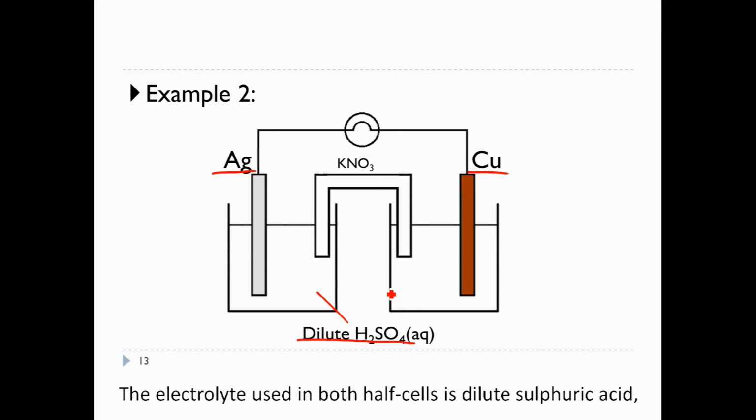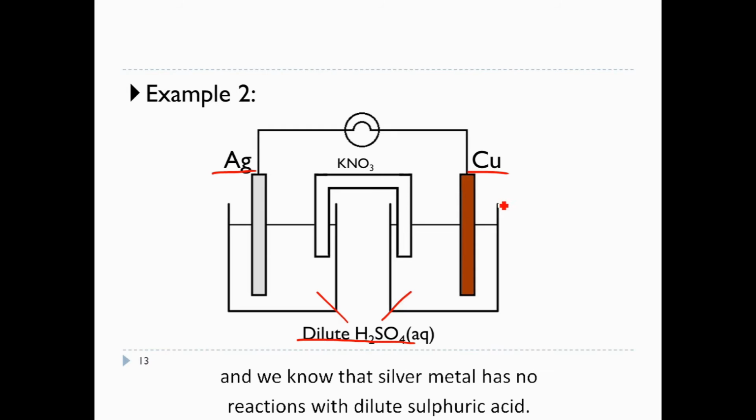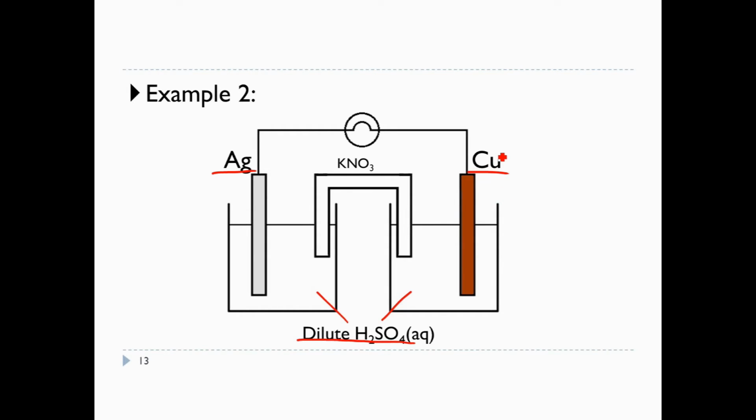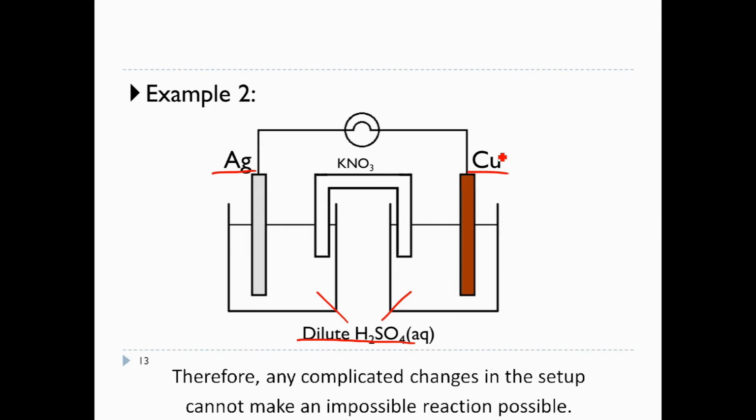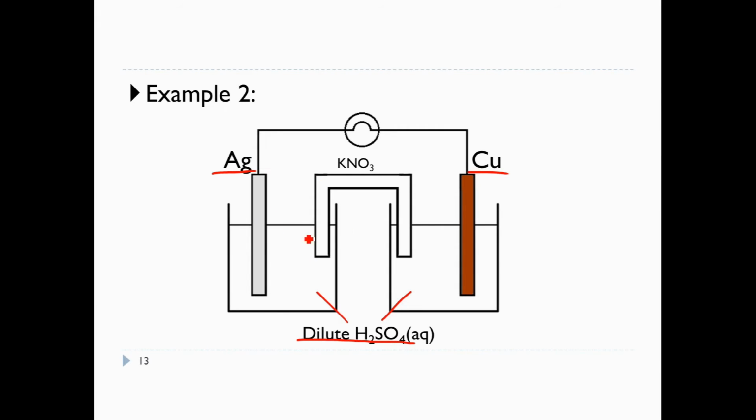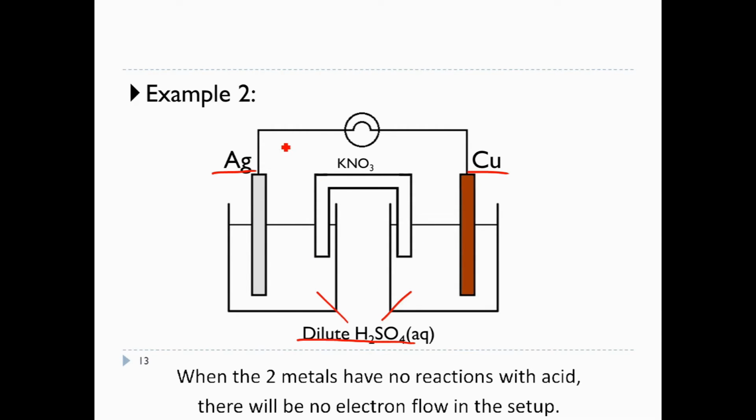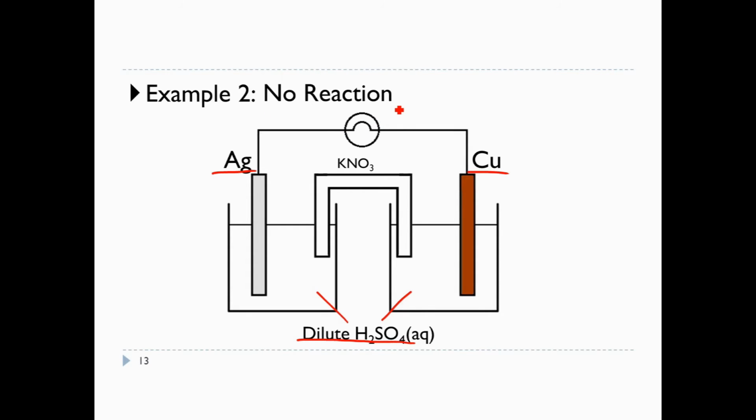The electrolyte used in both half cells is dilute sulfuric acid, and we know that silver metal has no reactions with dilute sulfuric acid. Will copper react with dilute sulfuric acid? No. Therefore, any complicated changes in the setup cannot make an impossible reaction possible. When the two metals have no reactions with acid, there will be no electron flow in the setup. So there is no reaction in this exercise.